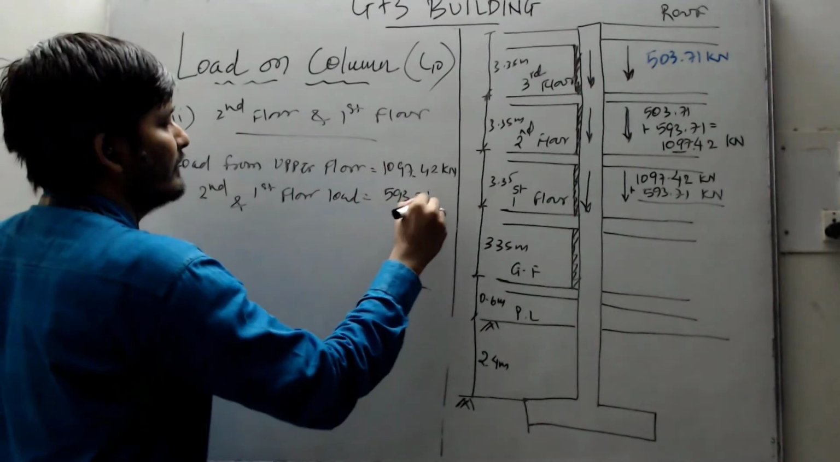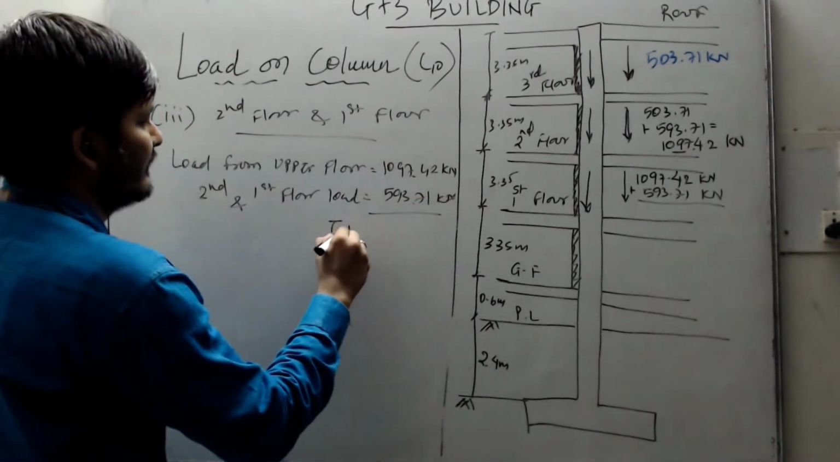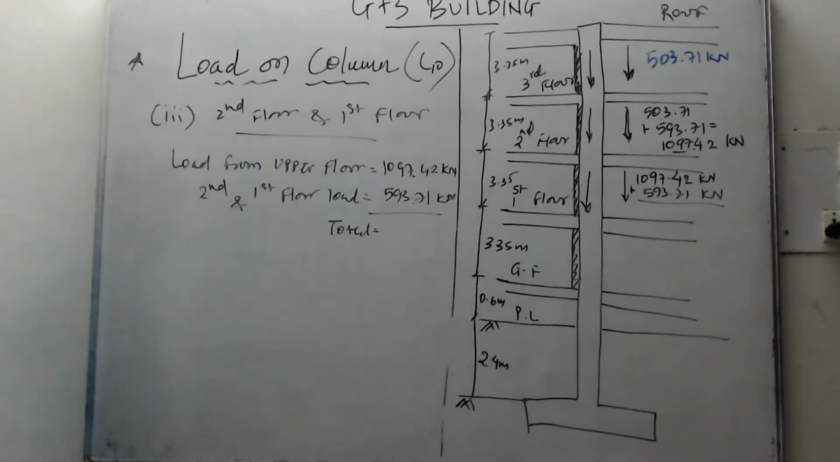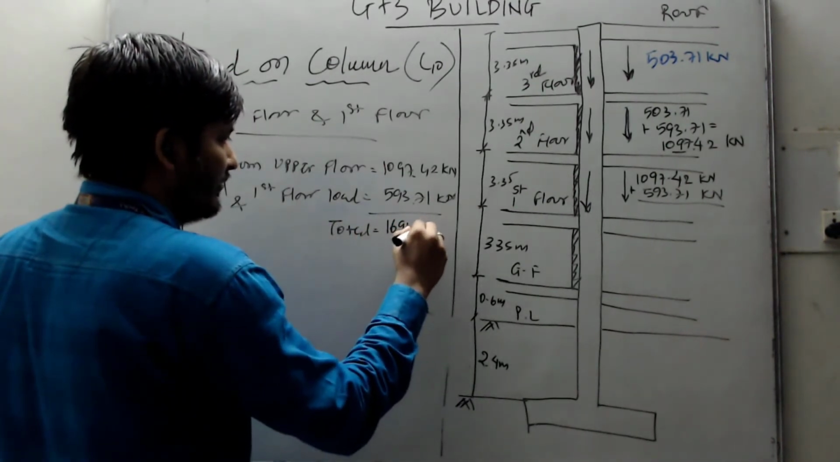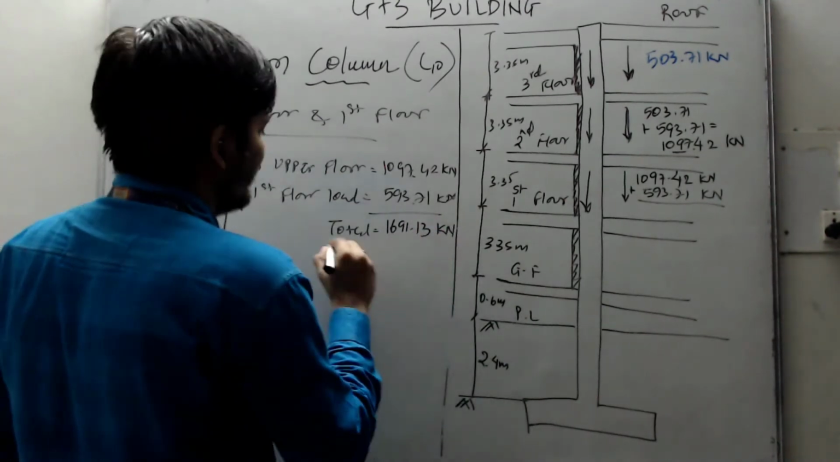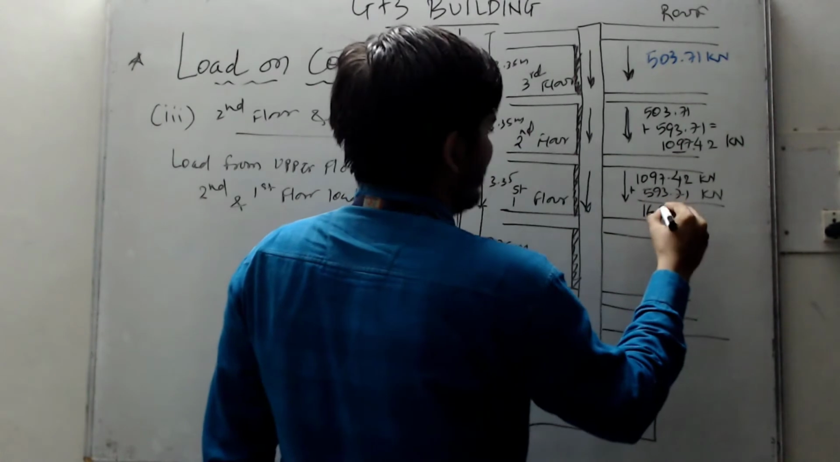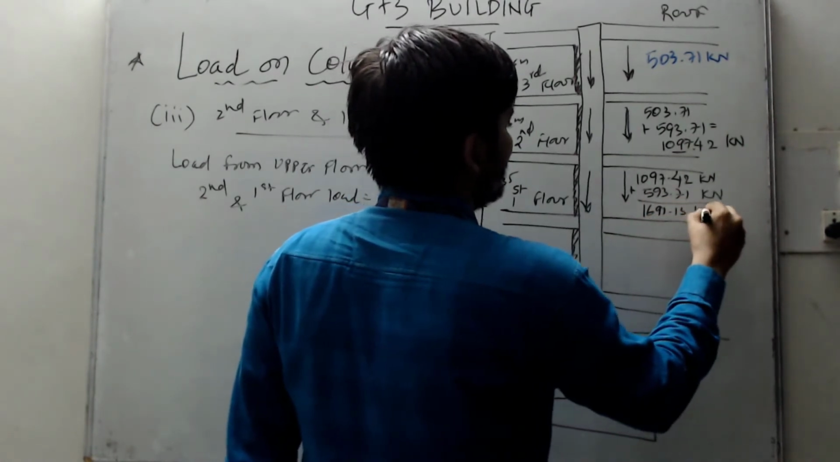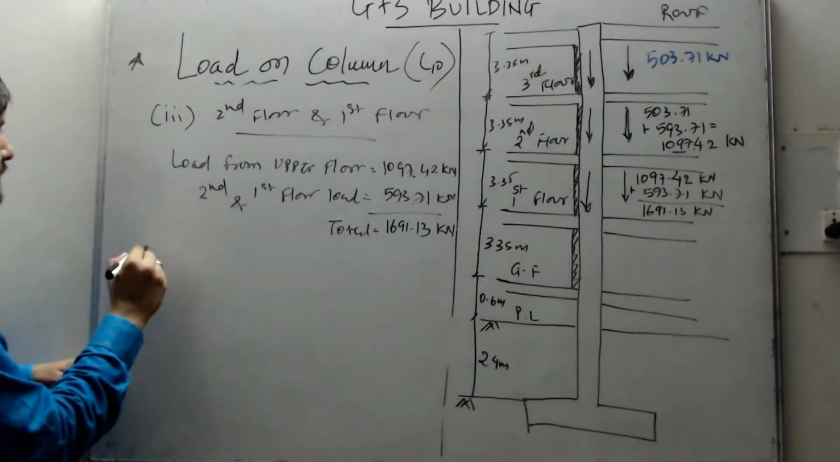So 593.71 kilonewton. If you add this, you will get the total load as 1691.13 kilonewton between these four. 1691.13 kilonewton. Right.